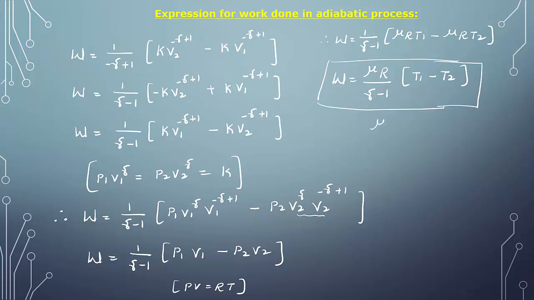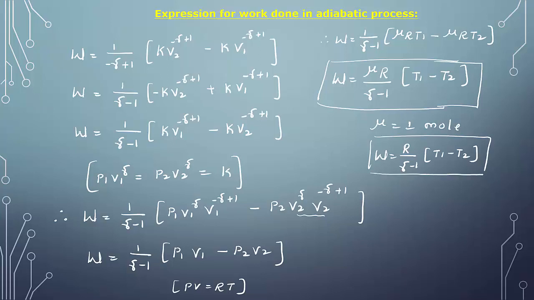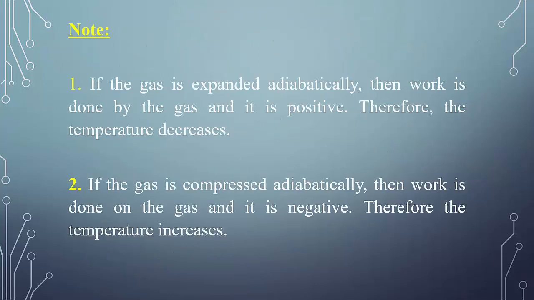So if it contains only 1 mole of gas, the equation can be written as W equal to R divided by gamma minus 1 into T1 minus T2. So this is the final equation for work done in the adiabatic process. This derivation carries 5 marks for your examination. Then observe the note point.